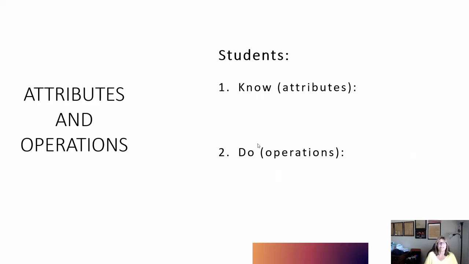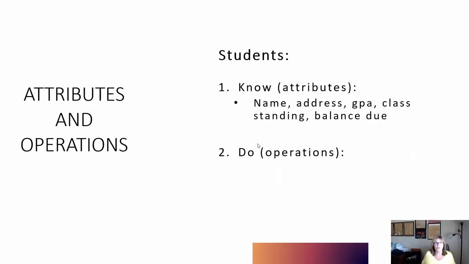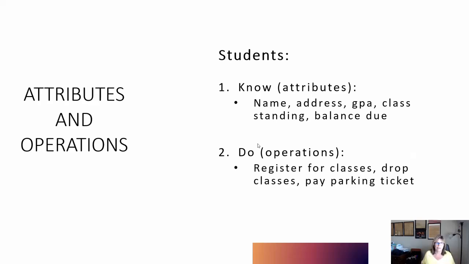What kind of things might we want to know about a student within the domain of the software itself? Well, we might want to know their name and address and their GPA and their balance due and some things like that. And what kind of things should a student be able to do within this software system? Well, they should definitely be able to register for classes, drop classes, graduate, and pay parking tickets. So these are some of the things that we want to know about a student object and some of the things that we want to know that a student should be able to do.